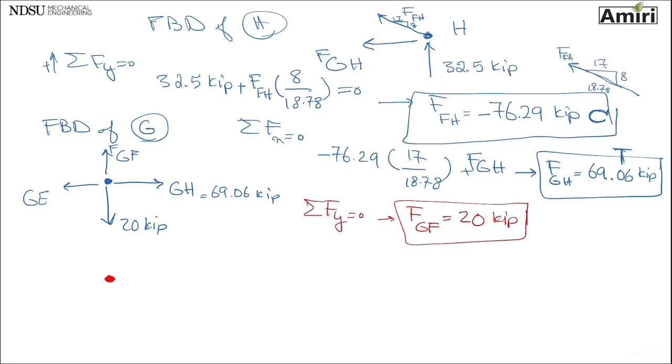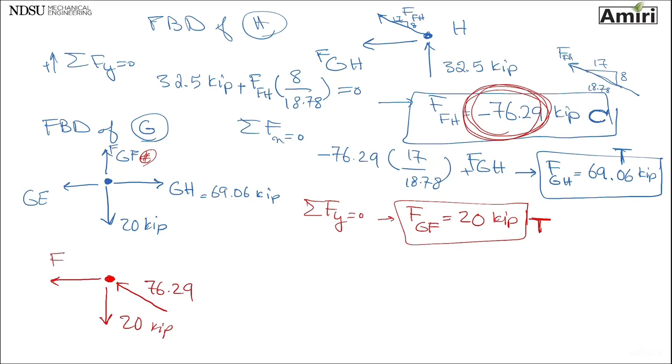Joint F has a 76.29, and that's compression, 76.29. Let's look back. That is force of FH right here. Force FH is compressive, 76.29. So I draw it this way. I just found GF to be 20 tension. 20 tension. I have FD. And last thing, I do have force of FE.